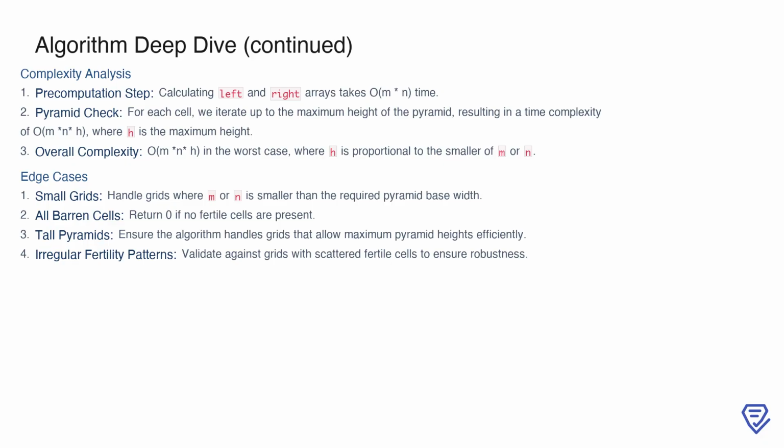Edge cases to consider include small grids, where the dimensions may not support a pyramid of any significant height, grids with no fertile cells, which should return 0, and grids with scattered fertility patterns, which require careful validation. By handling these scenarios, the algorithm remains robust and efficient across various inputs.